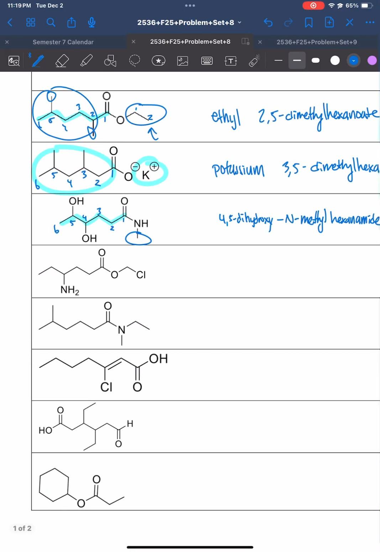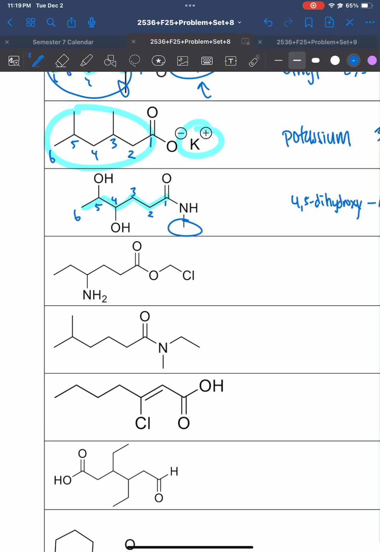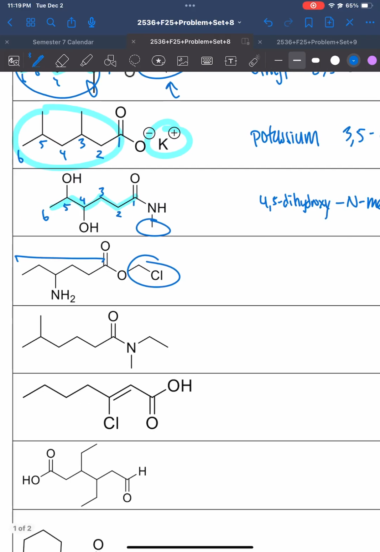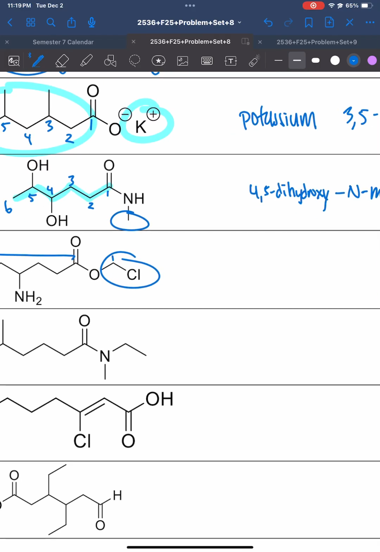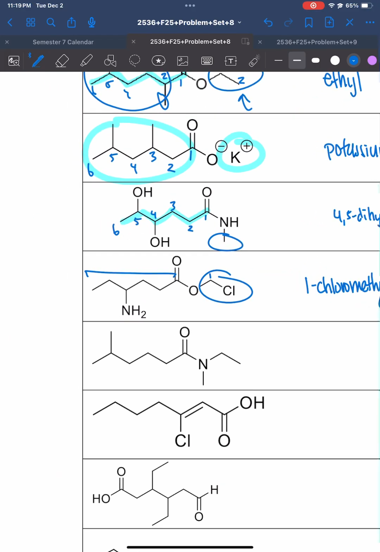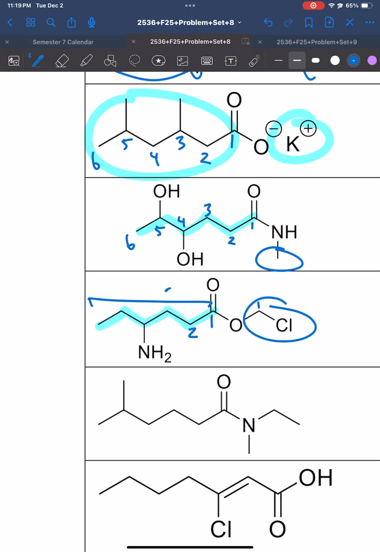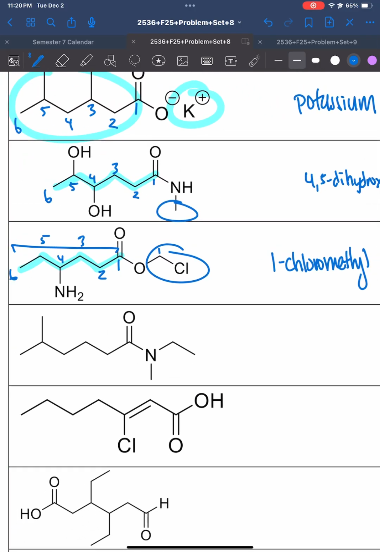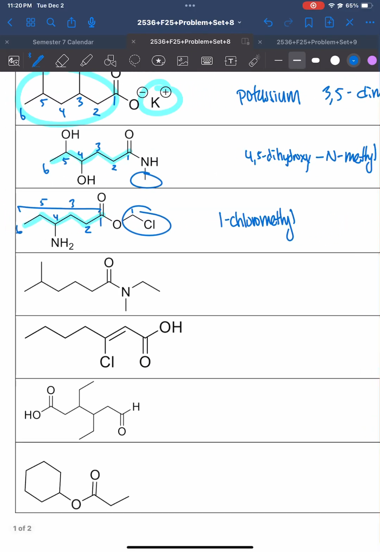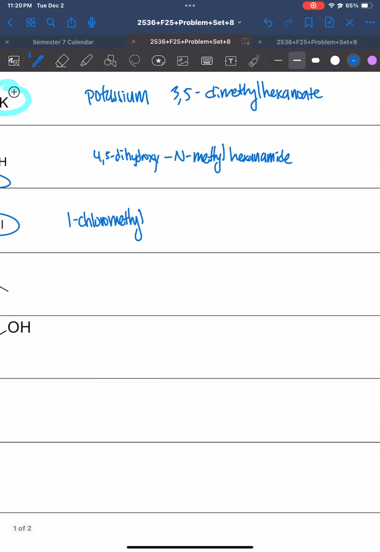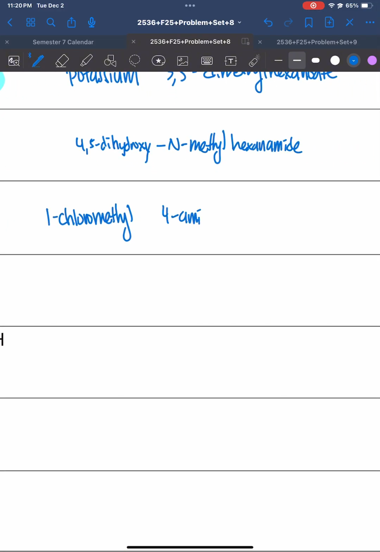Now let's go ahead and name this. We have another ester, so we're going to name this side first, and then we're going to name this side. So this side we have a single carbon with a chlorine, so this is going to be 1-chloromethyl, space. And then we're going to name this side. Find the longest continuous chain of carbons. 1, 2, 3, 4, 5, 6. A lot of hexanes. Another hexane, and we're just going to name it as a normal chain, so it's going to be 4-amino and hexanoate. Hopefully you guys are getting the hang of this now.